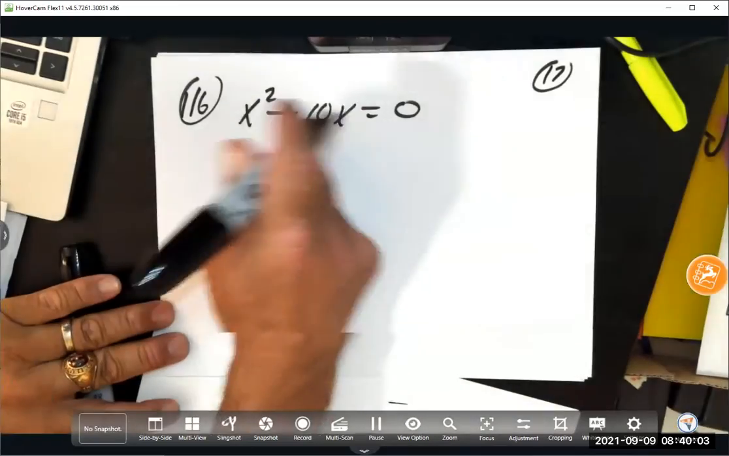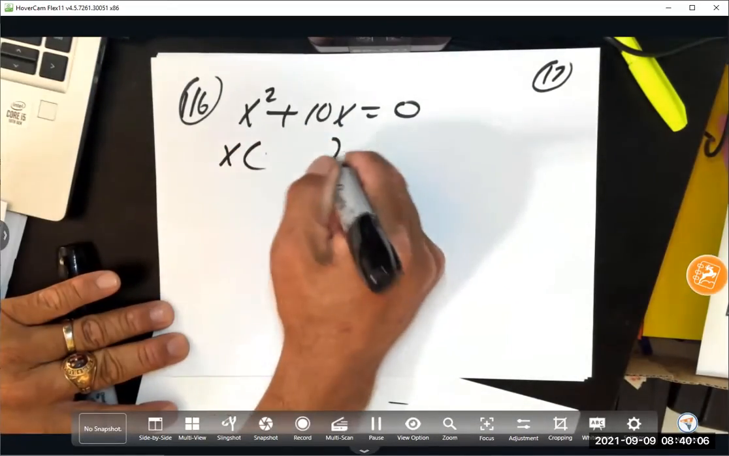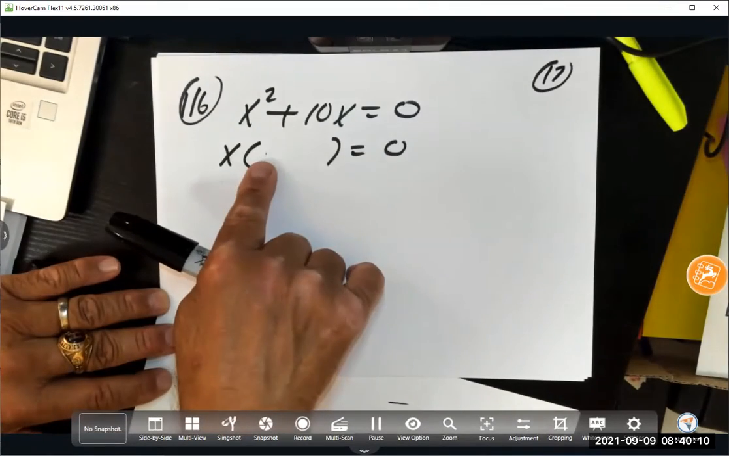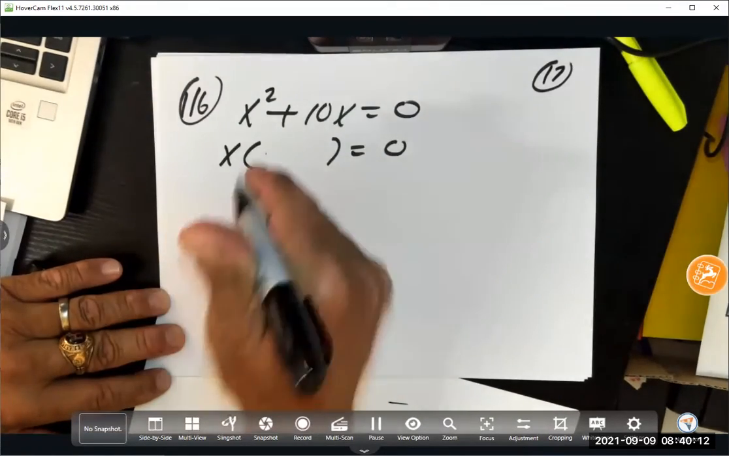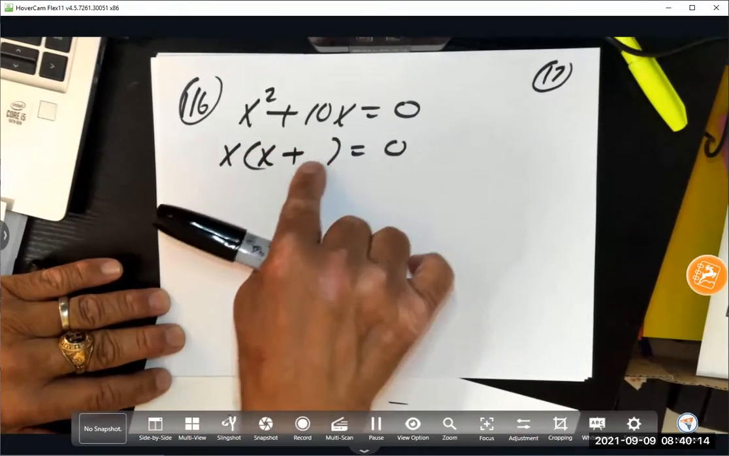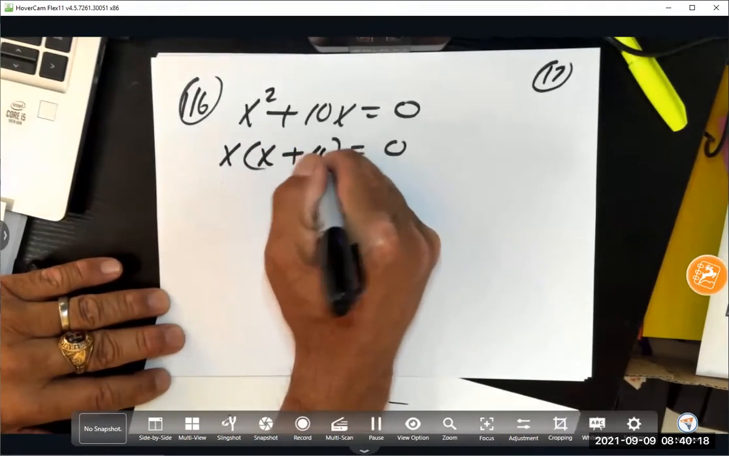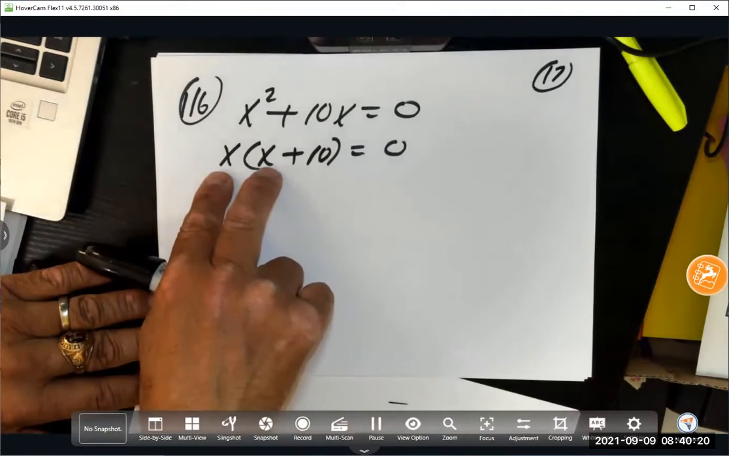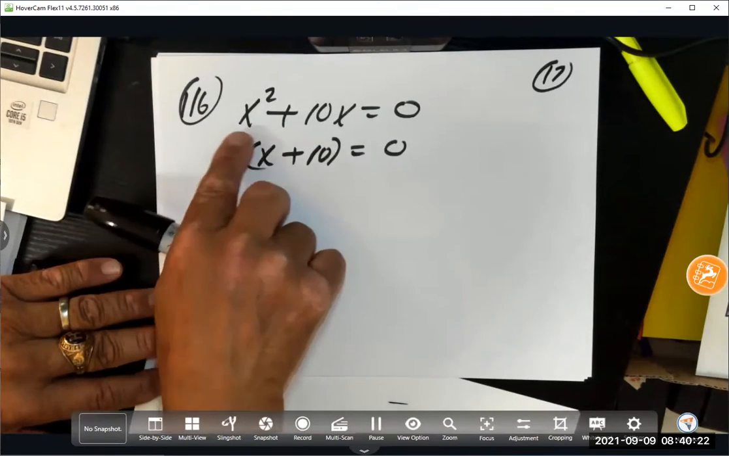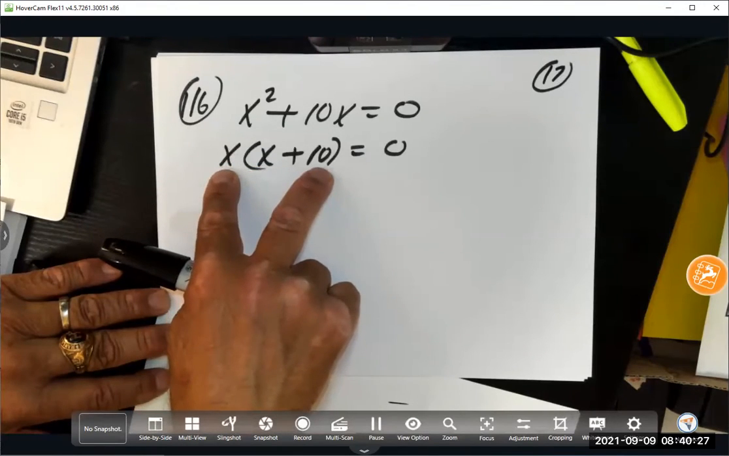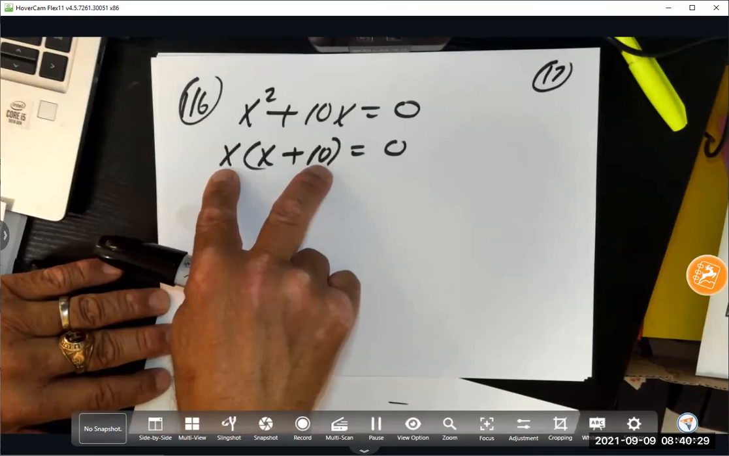How about that one? What can I take out from both of these? I can take an X out for sure. Now tell me what's left over inside. What goes there? X. What goes here? 10. All right, do it again. So X times X, is that X squared? Yes. And then what's X times 10? 10x. Is that what you have over there?